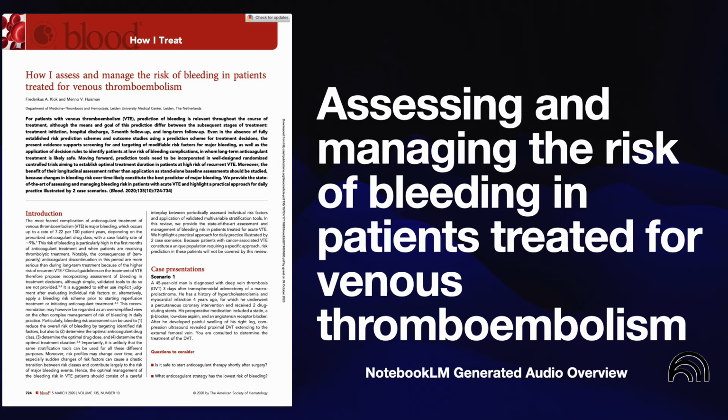Okay, so for that crucial long-term decision, potentially years or decades of treatment, we ideally need a really good tool to assess that bleeding risk. What makes an ideal bleeding risk score for this specific long-term scenario? Yeah, for this indefinite treatment phase, the ideal score needs several key features. First, it has to be easy to use and repeatable. We can't rely on complicated or expensive lab tests every few months. It needs to use readily available clinical information.